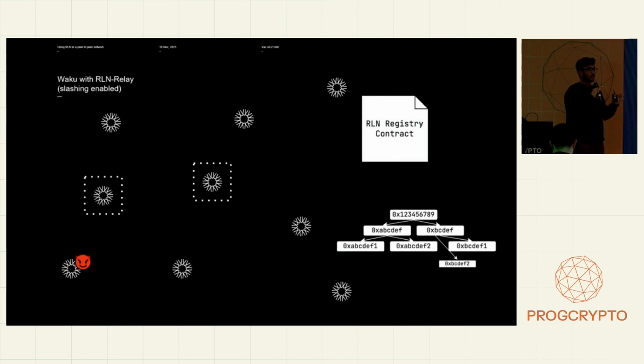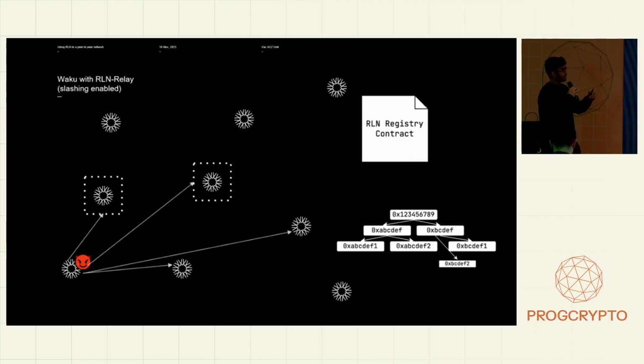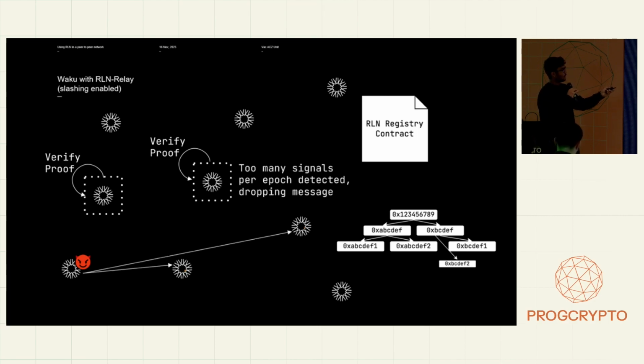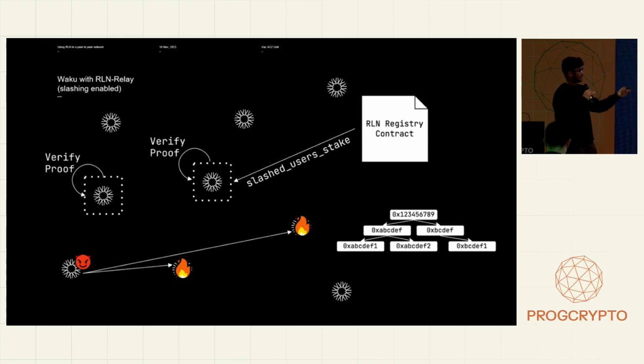So now let's look at Waku with RLN relay and slashing enabled. It's the same process. The proofs are verified and propagated, and then we can see that the messages have been dropped. In the next step, we see that the Waku node can slash with a proof that basically says that they know the identity of a given node. When they do this, they get the slashed user's stake, that is Alice's stake, and Alice is removed from the membership set.